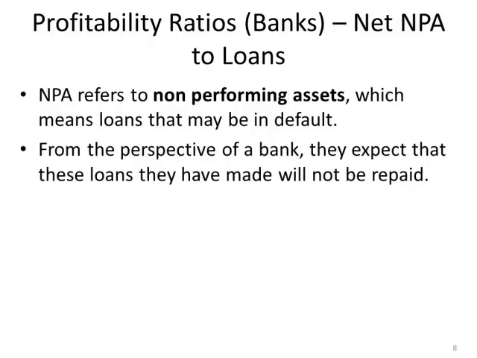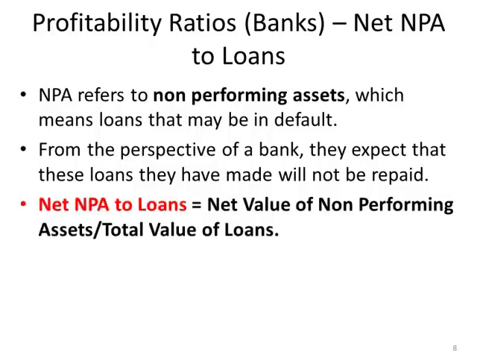So from the perspective of the bank, these assets are ones that they don't expect will be converted to cash, or equivalently, they do not expect that these loans will be paid, right? So they're expecting that the customer is likely to default on the loans. So how exactly do we calculate the ratio? So we take the net NPA, so we want the net value of non-performing assets, and then we divide that by the total value of loans.